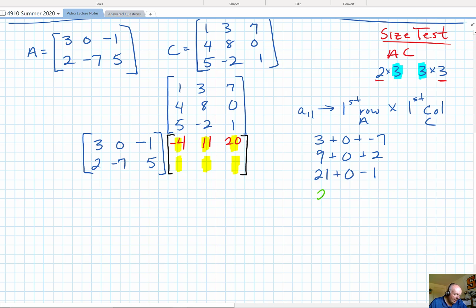2 times 1 is 2, -7 times 8 is -56, and 5 times -2 is -10. So we add those. Did I get that right? 6, -56, and -10. So when we add those together, -66, -64. Okay, moving on to the next entry. 2 times 3 is 6. -7 times, you know what?